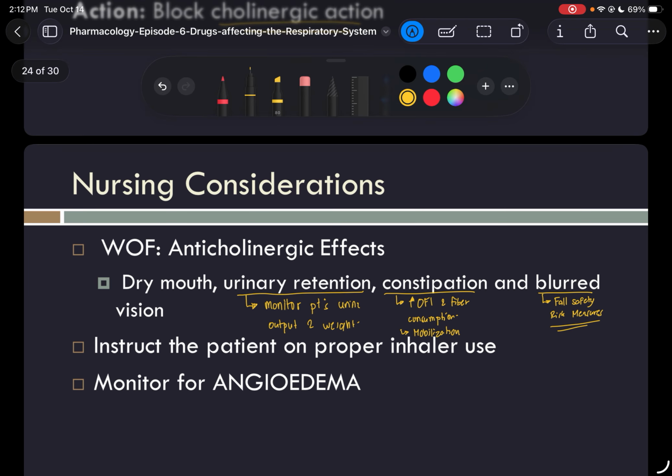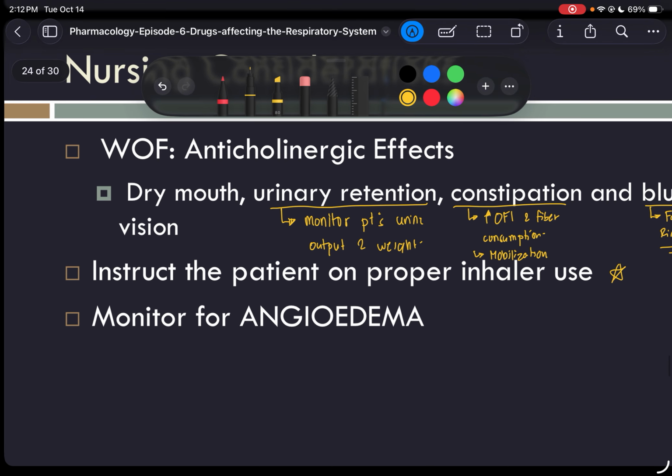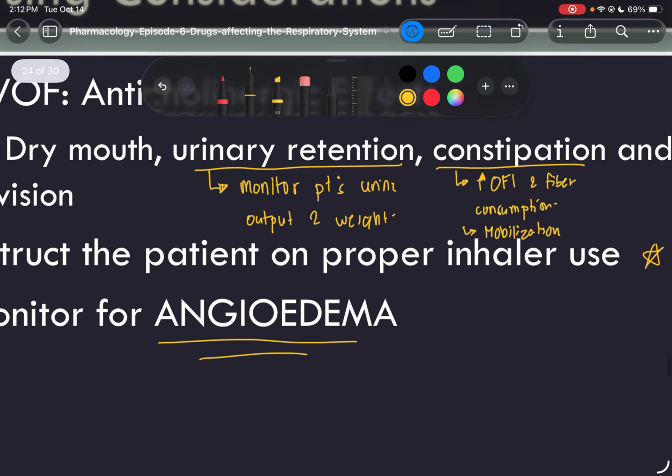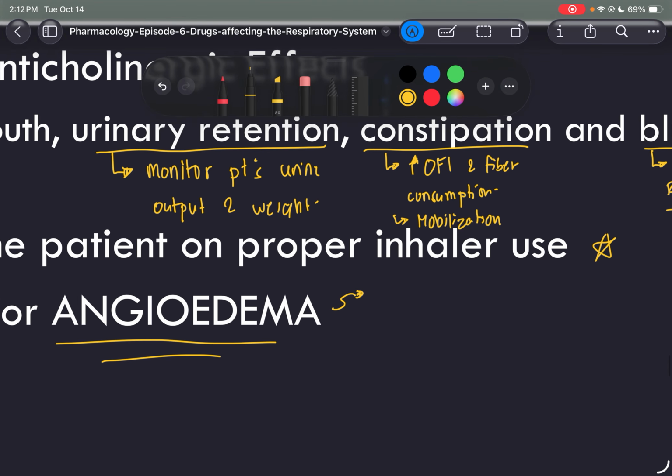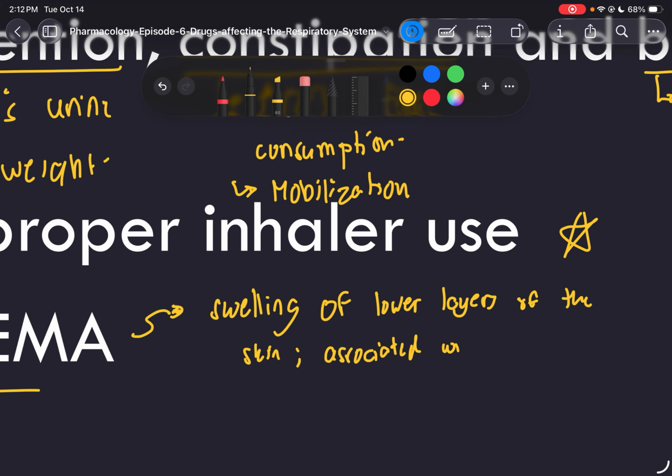So, balik na class, no? Instruct the patient on proper inhaler use that is given already. Di ba? And then, monitor for signs of angioedema. Now, when we say angioedema, it refers to swelling of lower layers of the skin. Okay? Typically, this is associated with the presence of hives. Okay? Hives. No?